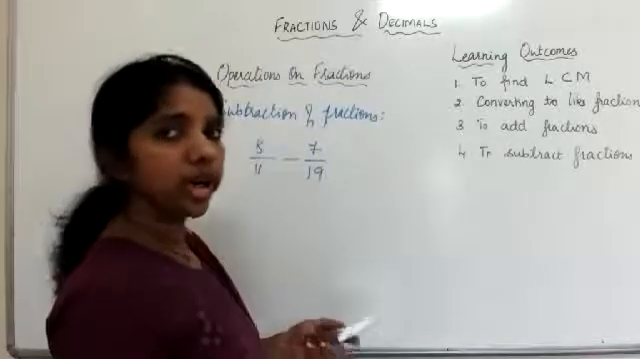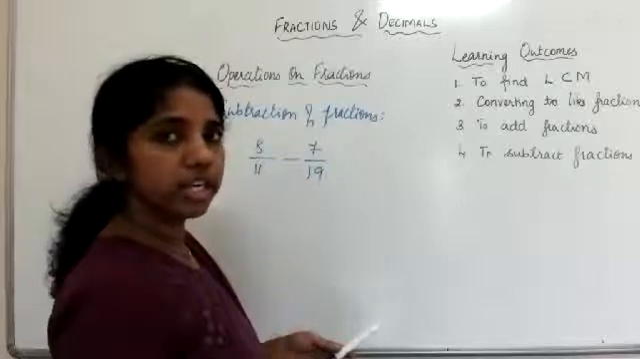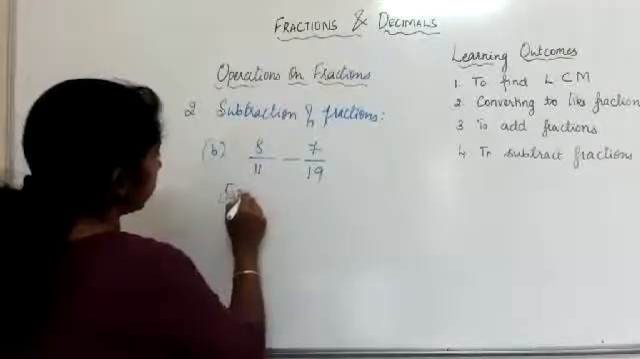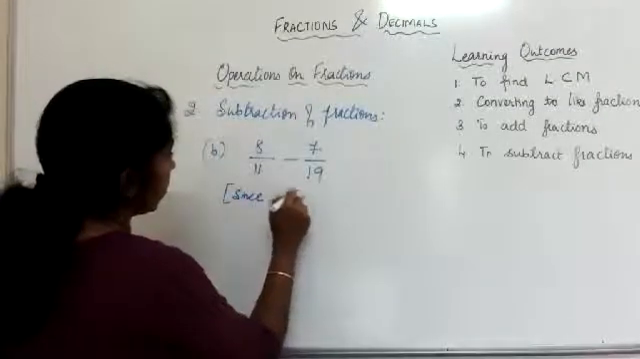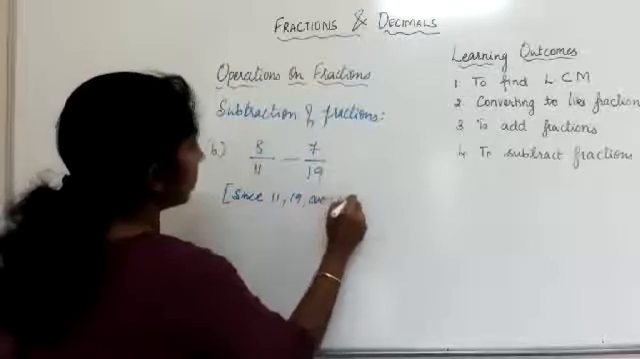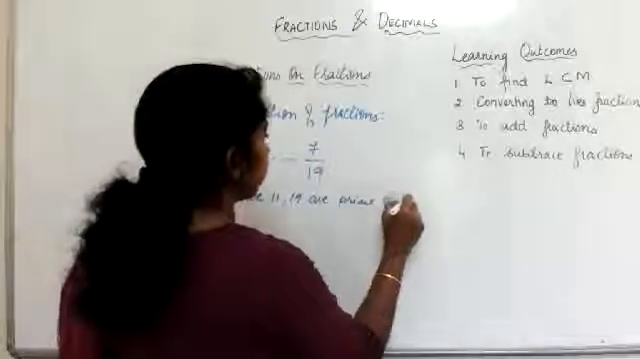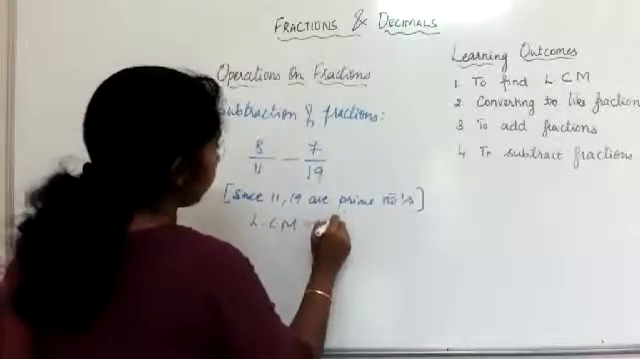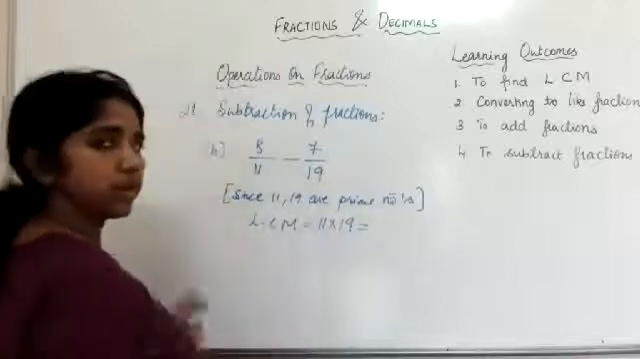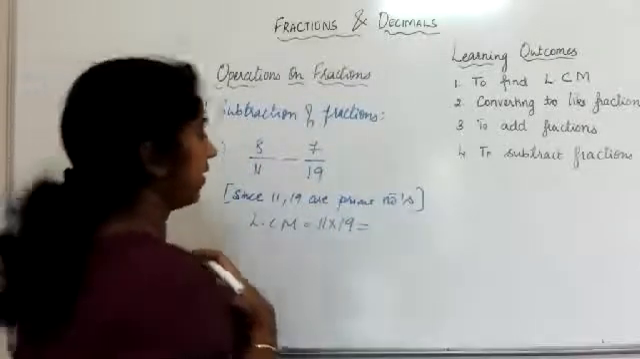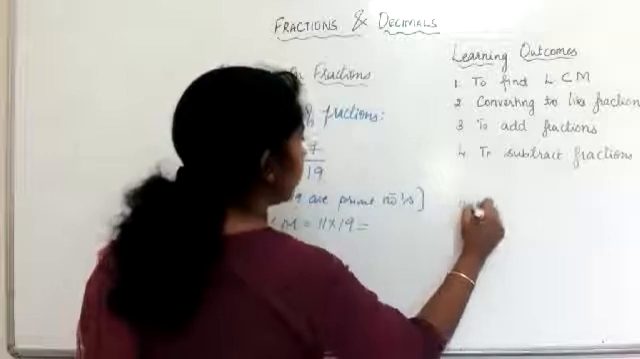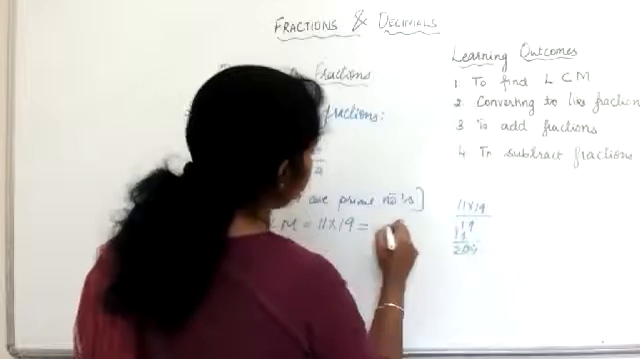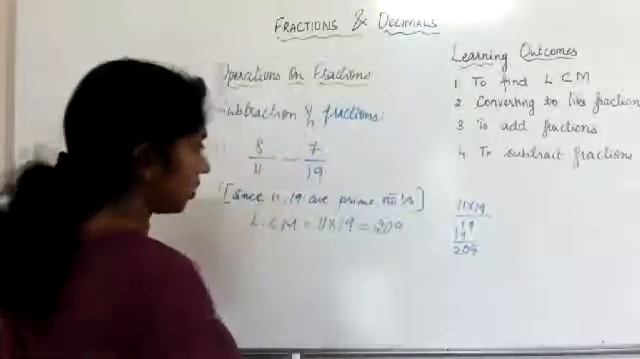So we will not have any common term between 11 and 19. So just for your understanding, since 11 and 19 are prime numbers, I can say the LCM is 11 into 19. Directly you can say 11 into 19. So 11 into 19 is how much? 11 into 19, so 9 and 209. The answer is 209.